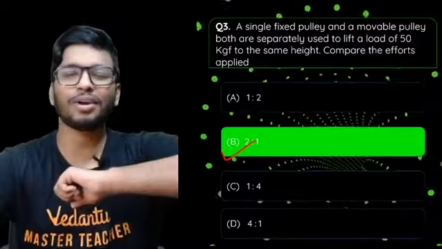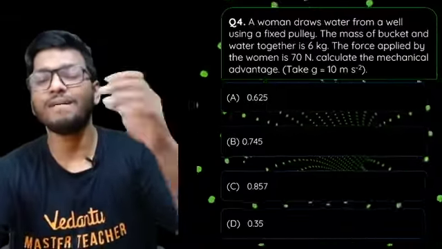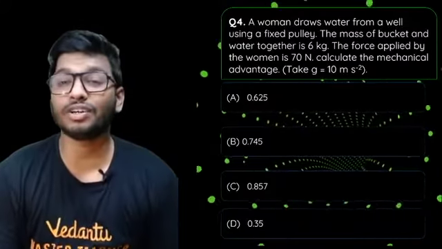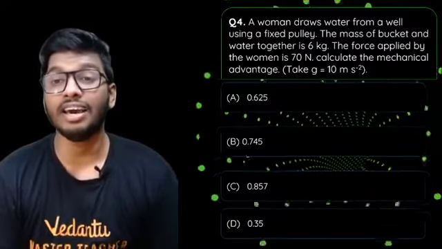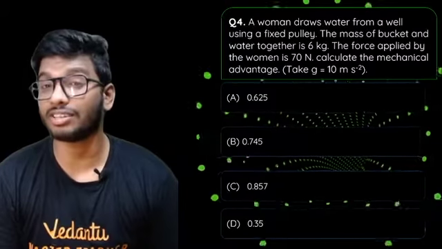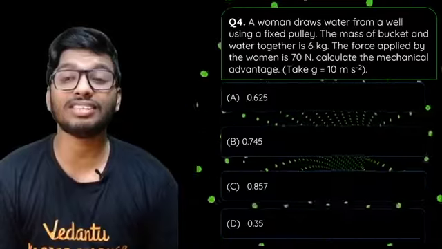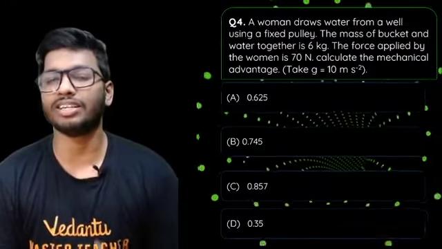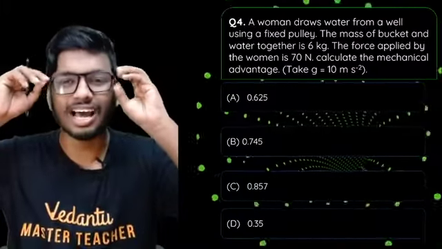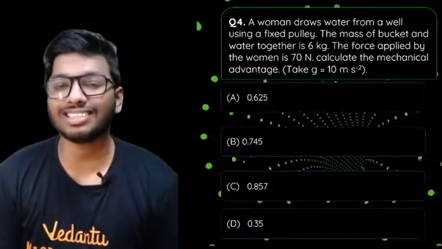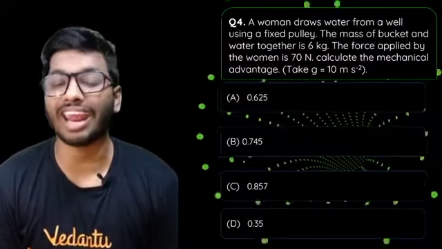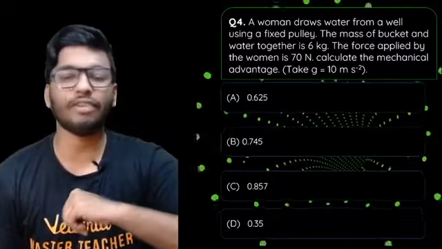Moving on to the fourth question. I hope you guys enjoyed this question. It's a very interesting one. Here we go. A woman draws water from a well using a fixed pulley. The mass of the bucket and the water together is 6 kg. The force applied by the woman is 70 Newton. Calculate the mechanical advantage. Take g, the acceleration due to gravity, as 10 meter per second square. So is it 0.625, 0.745, 0.857, or 0.35? That is the question, guys.